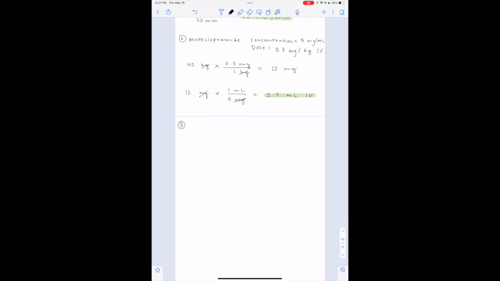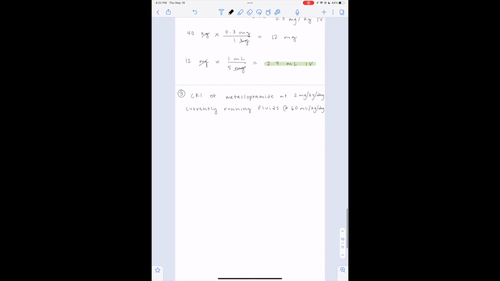Okay, and then part 3 is a little bit challenging, but basically you want to be giving a continuous rate of infusion of this metoclopramide at 2 mgs per kg per day. You're currently running the fluids at 60 mils per kg per day, but we essentially, in the question, want to give 2 times this. So it'll be getting basically 120 mils per kg per day, but let's just leave it at 60 mils until our math shows up for us.